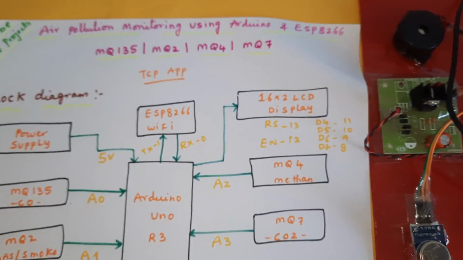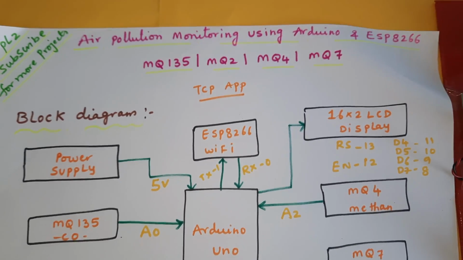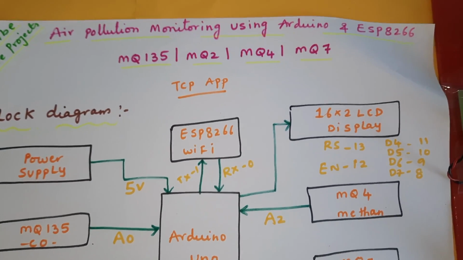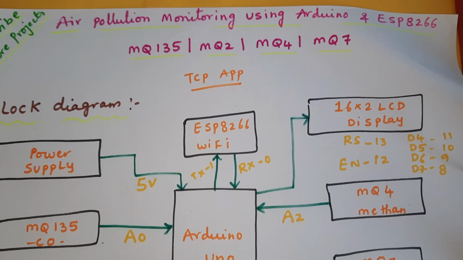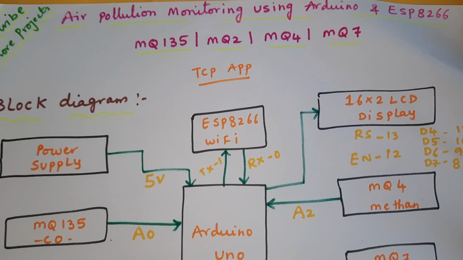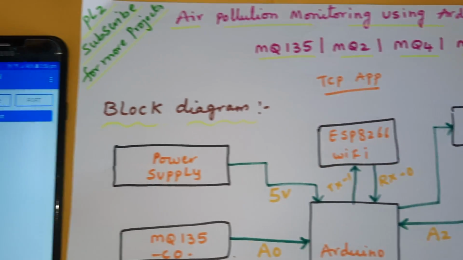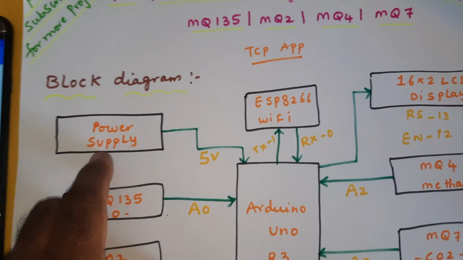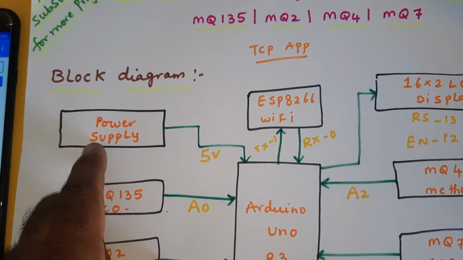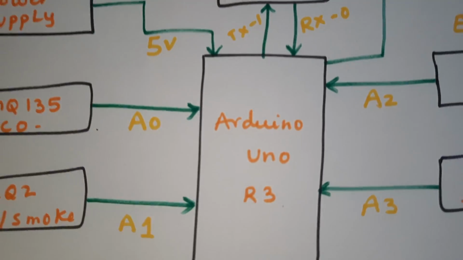The project title is Air Pollution Monitoring System using Arduino, ESP8266 Wi-Fi module, MQ135 air quality sensor, MQ2 smoke sensor, MQ4 methane gas sensor, and MQ7 carbon monoxide sensor. And we are using the TCP Telnet app, a 0 to 9 volts adapter, and 5 volts power supply module. We are using the Arduino Uno R3 board.